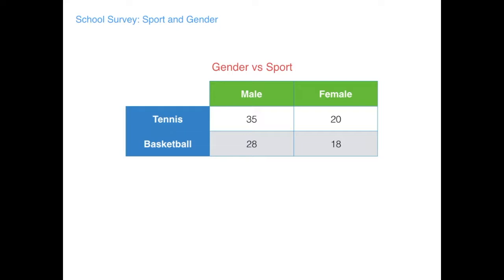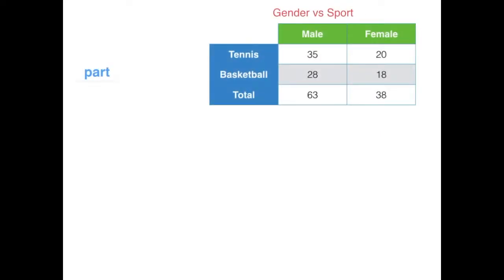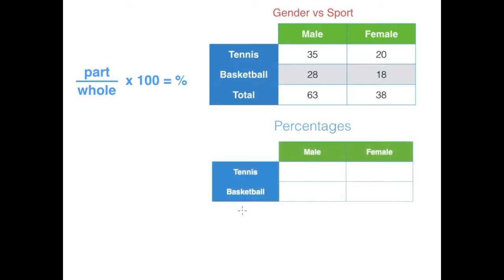Now let's say we wanted to find the percentage of males and females in each sport. To do this, we'll first have to create some totals we can base the percentages off. We'll add up the number of males and females playing each basketball and tennis to find a total of students playing each sport. Using the percentage formula, part over the whole multiplied by 100, we can turn these frequencies into percentages, rounding to the nearest 1%. 35 of 63 is 56%.